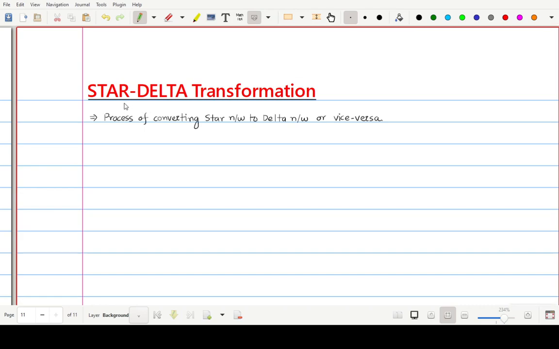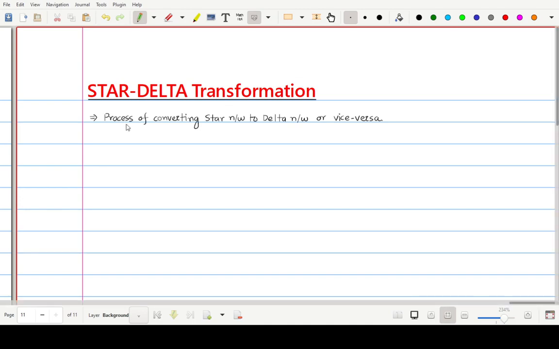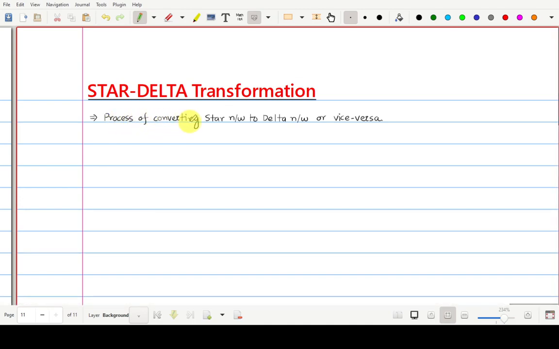So we were discussing star to delta transformation. We have already seen the definition. The process of converting star network to delta or delta network to star network is called star delta transformation. We have already seen star to delta transformation.